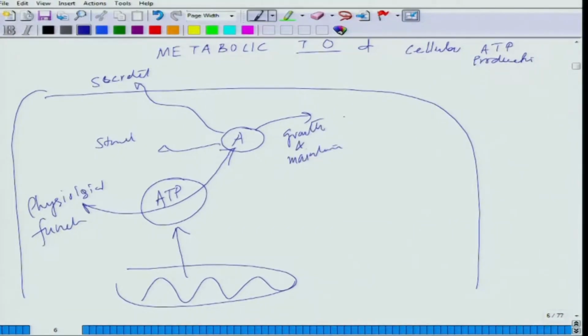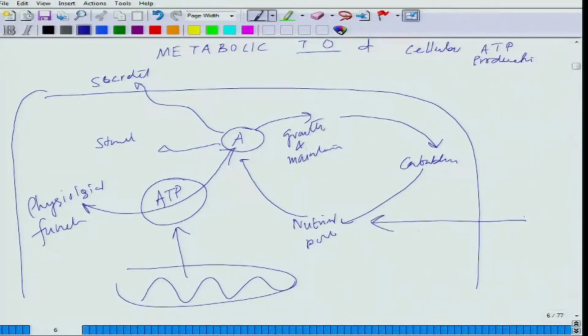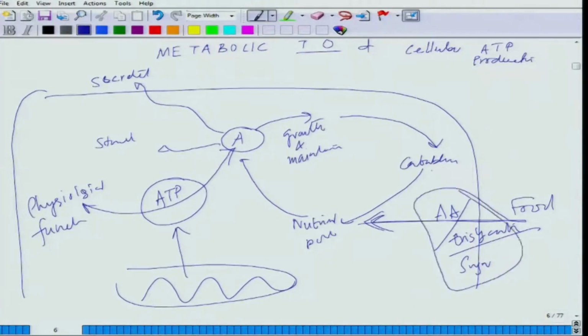And this growth and maintenance eventually leads to a lot of catabolism processes, which enhance the nutrient pool of the body, and this nutrient pool is again used up by growth and maintenance. And there is a continuous supply in the form of food, in the form of amino acids, triglycerides and sugar, which are coming into play.